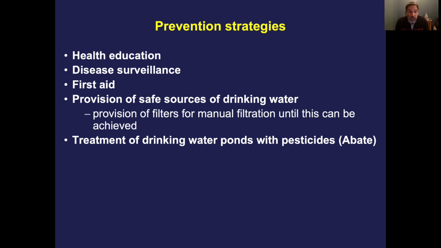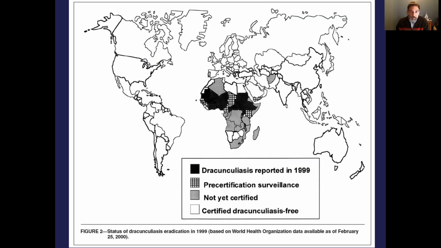And in situations where safe drinking water can't be provided, simple filters that you can pour the water through are effective at filtering out those copepods I mentioned earlier, and can be safe from a Guinea worm standpoint. It may not prevent other pathogens from being ingested, but filtering the water with filters that can be handed out is an effective way to prevent Guinea worm transmission. And lastly, treating drinking water ponds with pesticides is another strategy used to prevent Guinea worm.